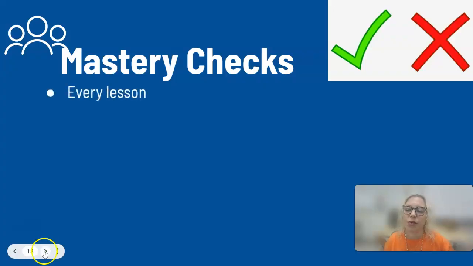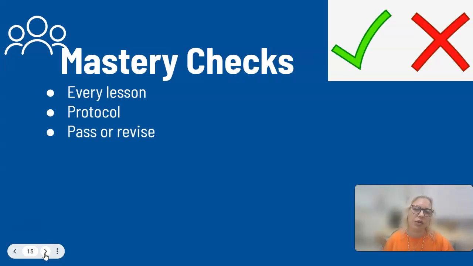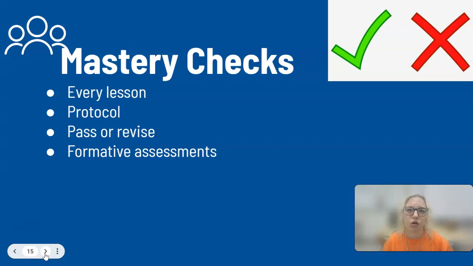Mastery checks are important. We have these at the end of every lesson, and I have a specific protocol that you have to follow with the mastery check. You have to leave your phone with me, and you have to go into the mastery check zone. You can only use your packet and your pencil, no electronic devices, not your phone, not your Chromebook. And you either pass or revise. You'll get it back from me or Ms. Nelson within 24 hours. And if you pass, you move on to the next lesson. If you revise, you get some help from me and you keep working at it until you show mastery.